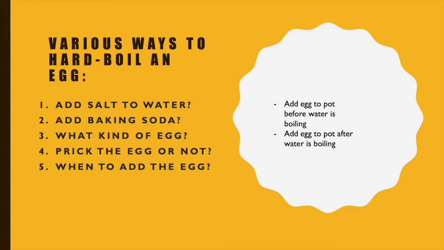If you add the eggs prior to boiling the water, the eggs can cook slower and the egg whites are less likely to become rubbery. However, this allows for less control over timing and it takes longer.